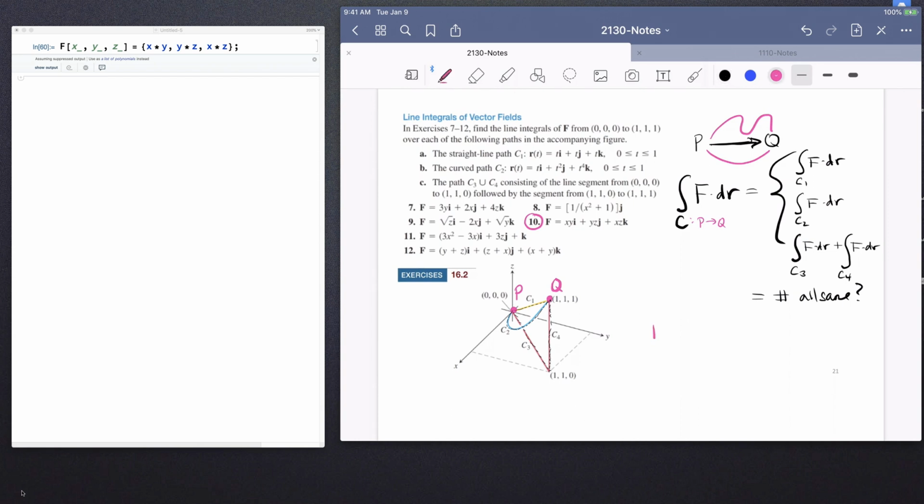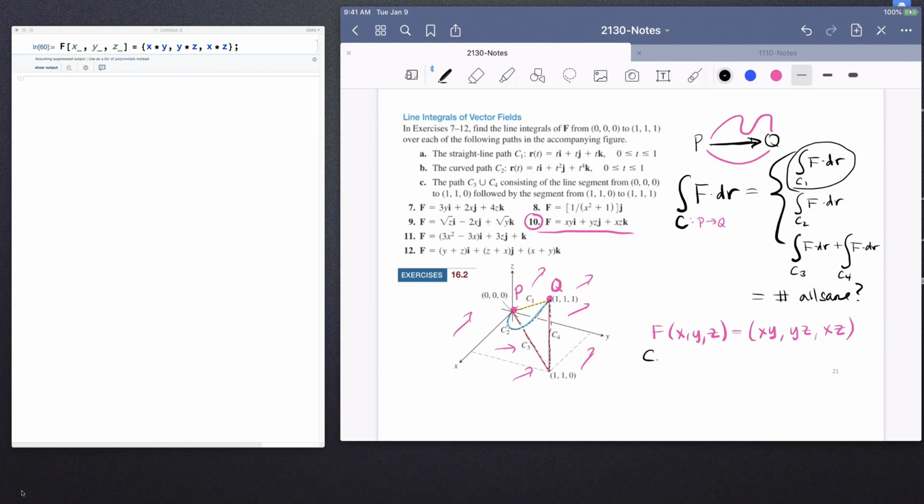The vector field we're looking at is a three-dimensional vector field. We're not seeing it in this picture. There's some sort of vector field drawn here, given by this formula: f of x, y, z is xy, yz, xz. Let's look first at the path C1. That is the line.